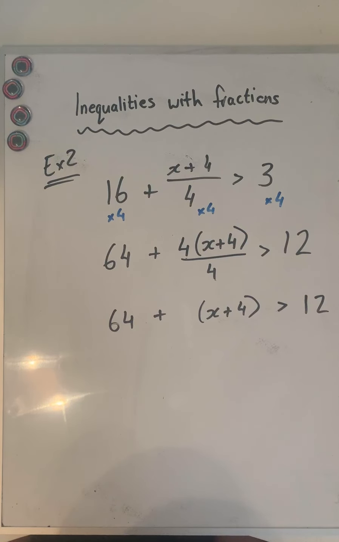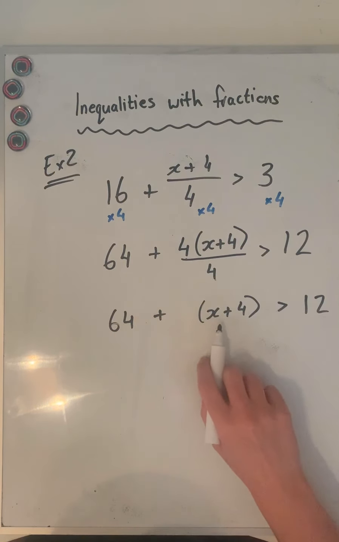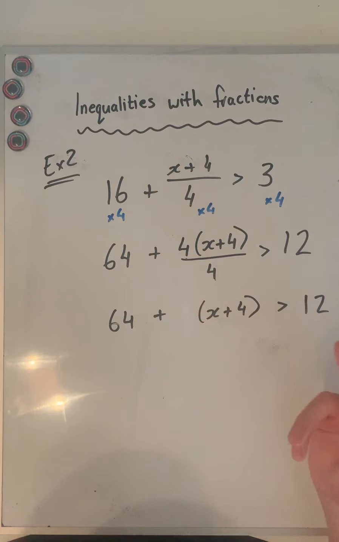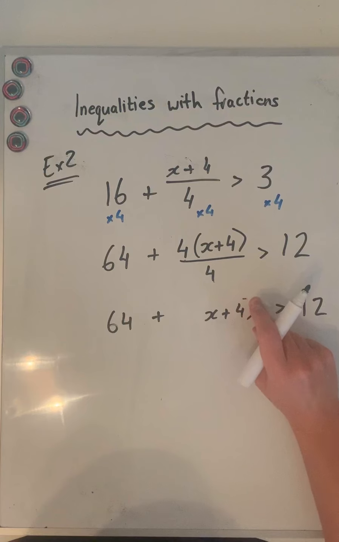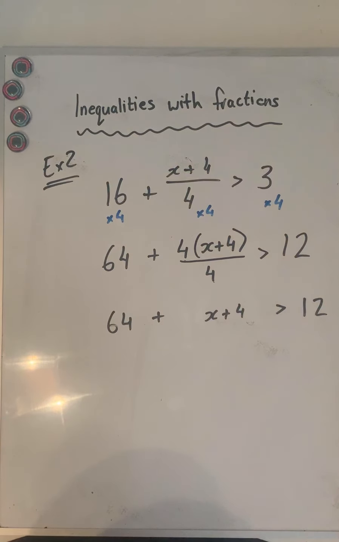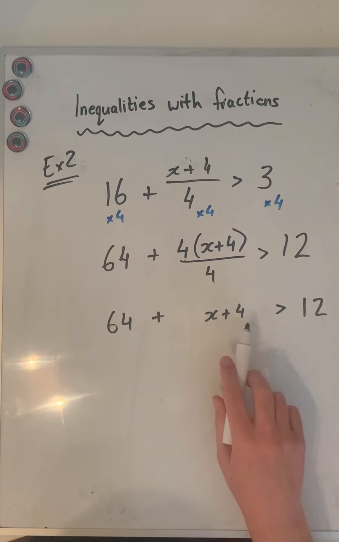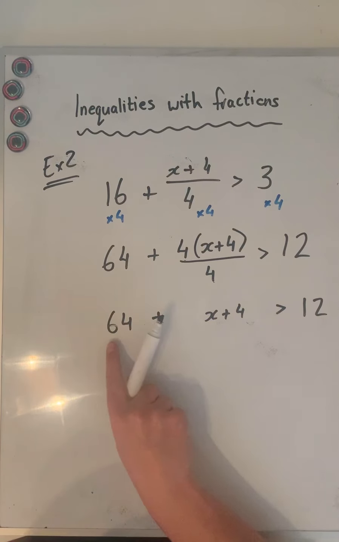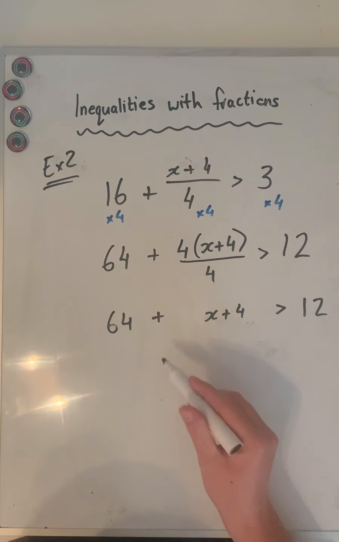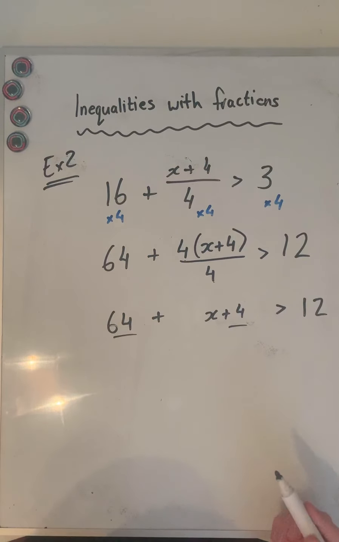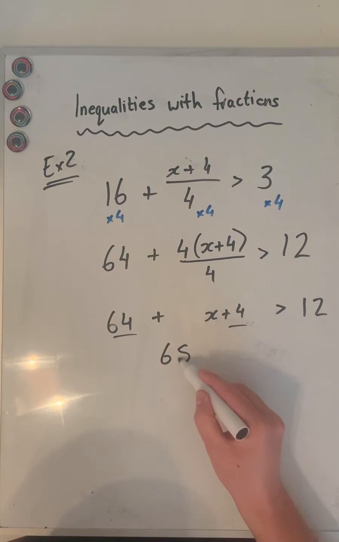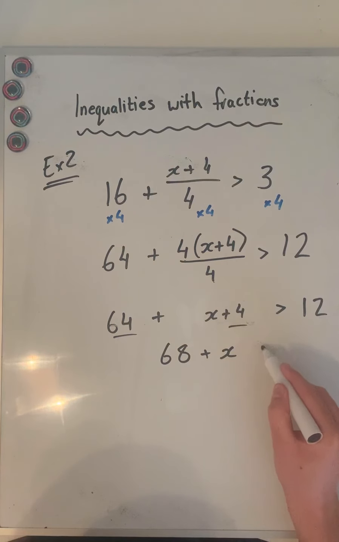Okay, so I've got 64 plus x plus 4, and you don't actually need to keep that in a bracket anymore. You just keep that as x plus 4, because it's not multiplying by anything. So I've got 64 plus x plus 4 is greater than or equal to 12. I'm just going to tidy this left hand side up a wee bit. Okay, so 64 plus 4, that would give me 68, wouldn't it? So I could write that as 68 plus x is greater than or equal to 12.